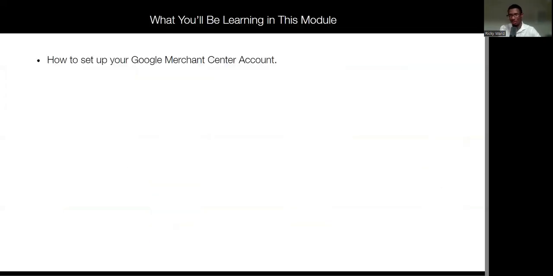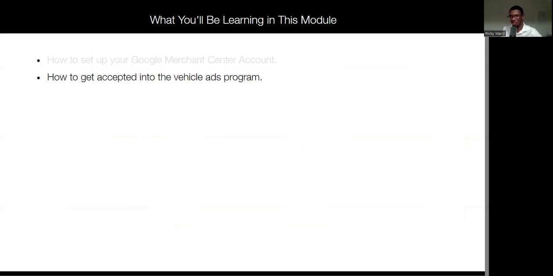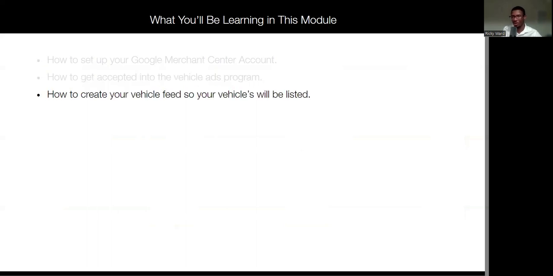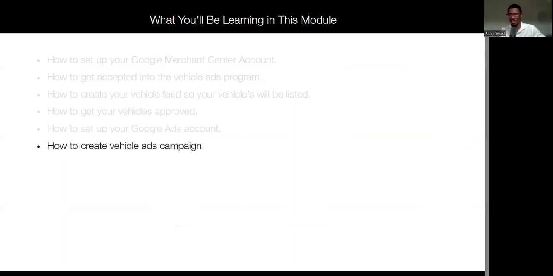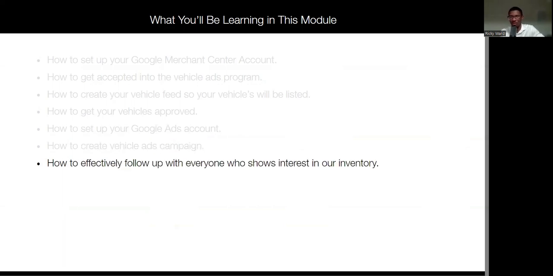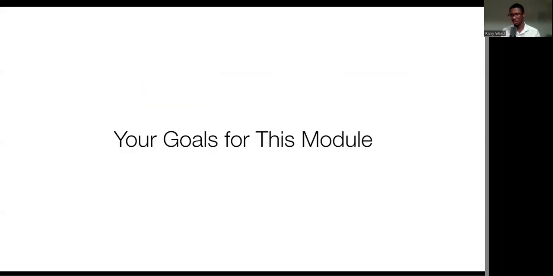So again, what you'll be learning in this section of the training is how to set up your Google Merchant Center account, how to get accepted into the vehicle ads program, how to create your vehicle feed so your vehicles are listed, how to get them approved, how to set up your Google Ads account, how to create your vehicle ads campaign, and then how to effectively follow up with everyone who shows interest in your inventory.